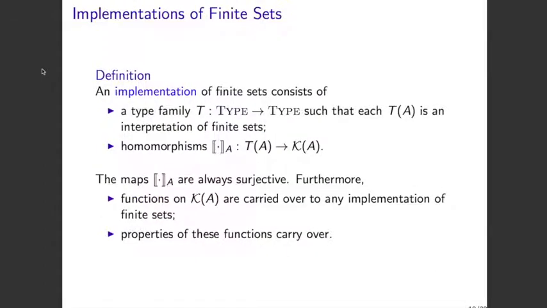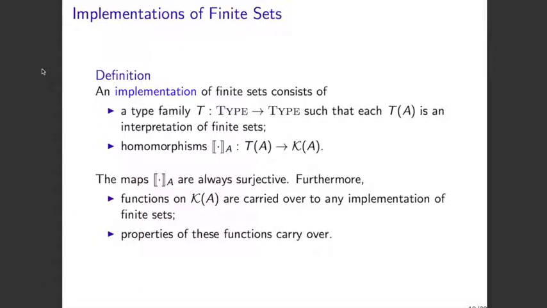Then an implementation of finite sets is a type family T such that each T A is an interpretation of finite sets, and for each A we have a homomorphism from T of A to K of A, where K of A is an interpretation of finite sets in a trivial way. Such homomorphisms are always surjective. It can then be shown that the functions on K of A can be carried over to any implementation on finite sets just by precomposing with this homomorphism, and some properties of these functions carry over.